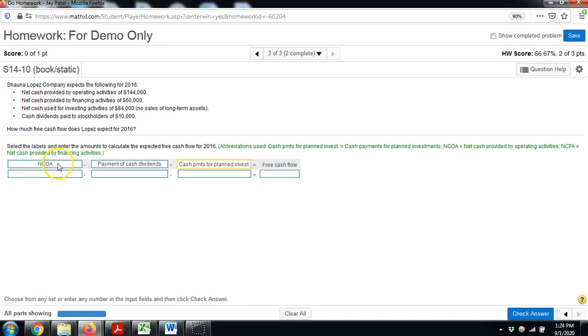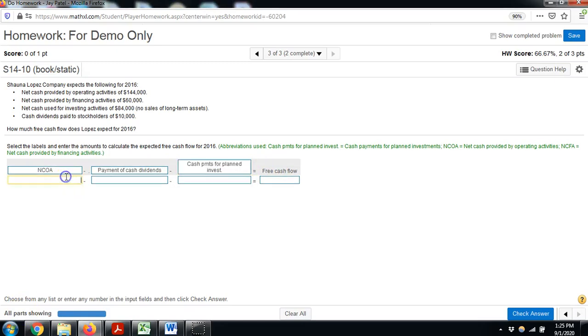You take your net cash flow from operating activities from your cash flow statement, you subtract out your cash dividends, and you basically subtract out what your capital investments are to kind of maintain the business or your planned long-term kind of investments, and that is what your definition of free cash flow is.